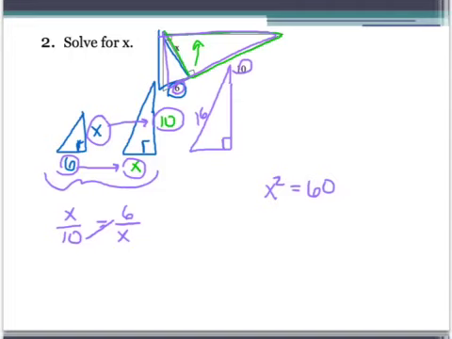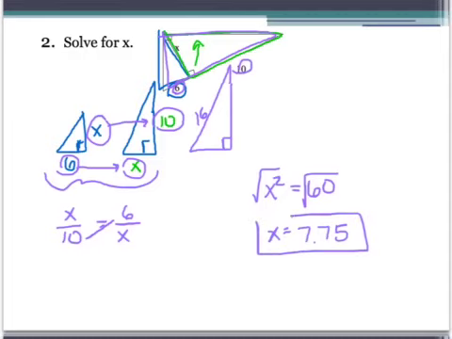Okay, to solve for x, I take the square root. And x is not going to be a perfect integer because 60 is not a perfect square. But if you type it in your calculator, the square root of 60 is approximately 7.75. So there. Hopefully this problem makes a little bit more sense maybe than problem number 1.